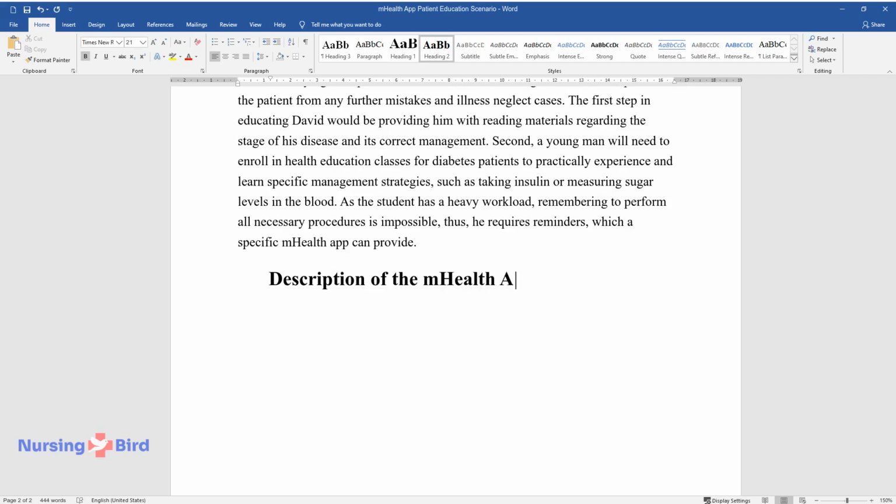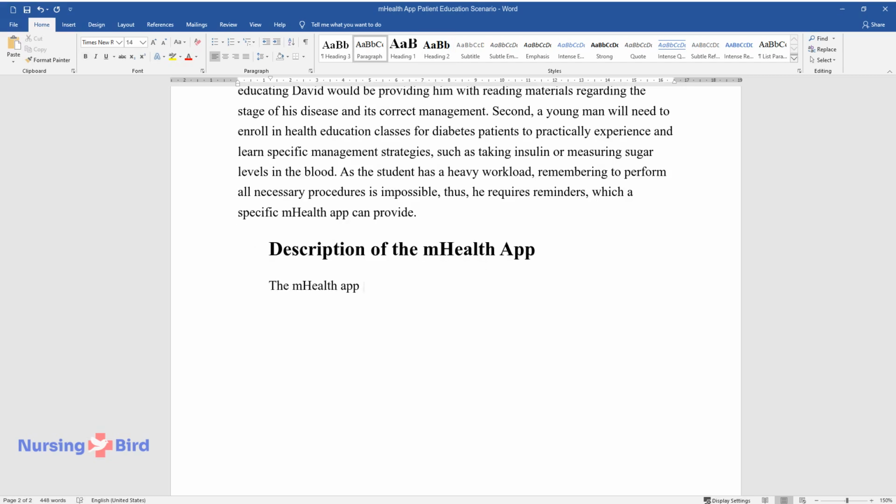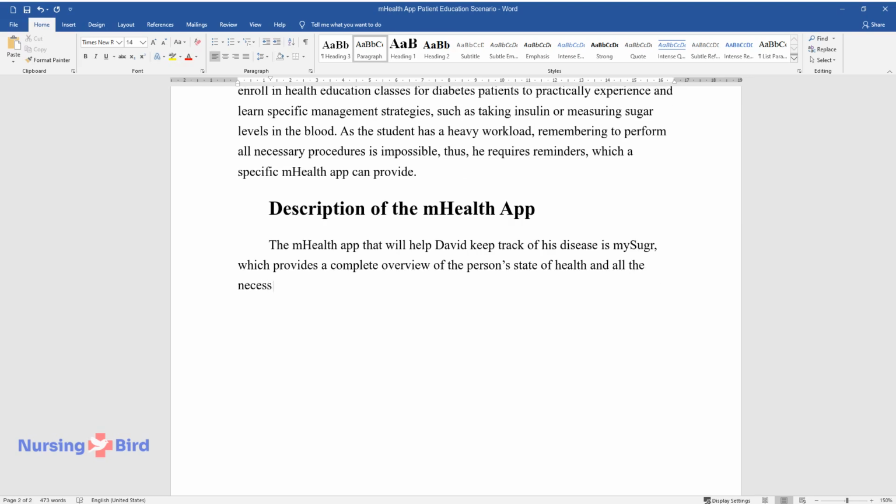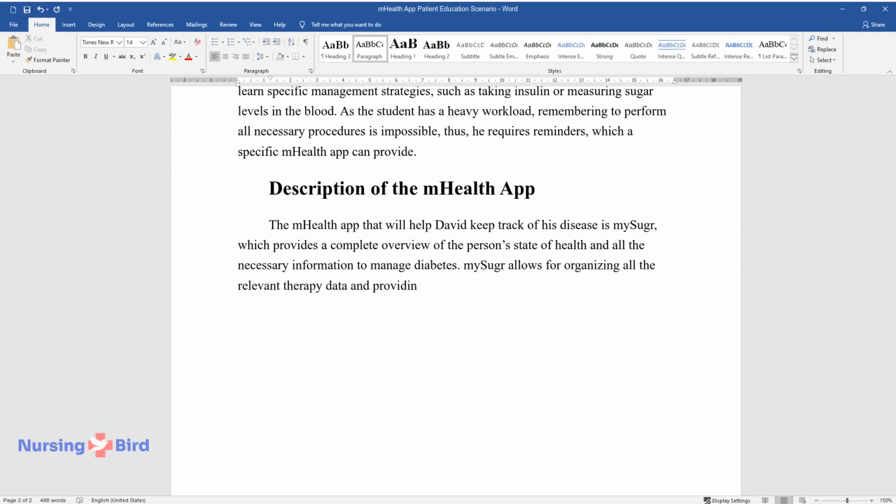Description of the mHealth app. The mHealth app that will help David keep track of his disease is MySugr, which provides a complete overview of the person's state of health and all the necessary information to manage diabetes. MySugr allows for organizing all the relevant therapy data and providing individual recommendations.